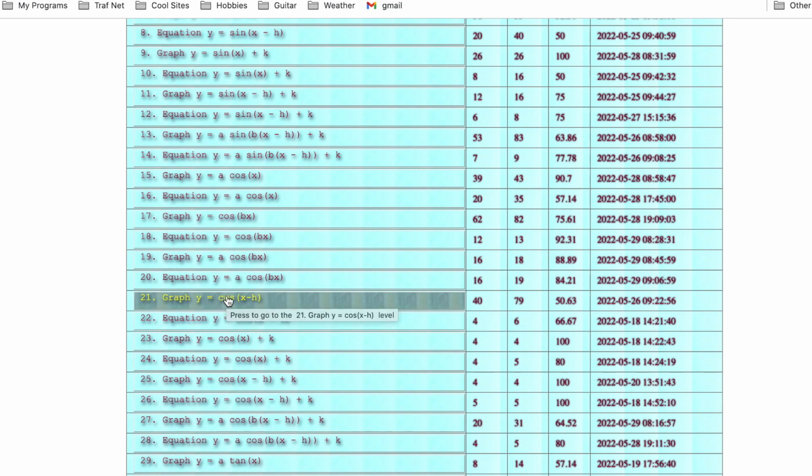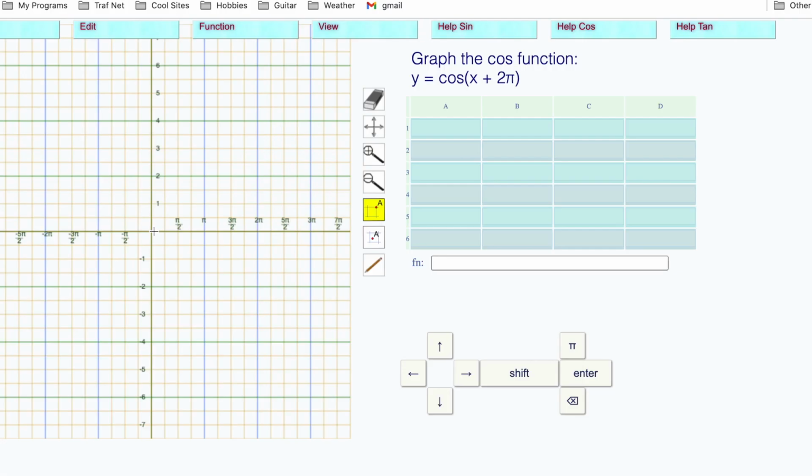Level 21, y is equal to the cos of x minus h. So it's all about the horizontal translation. We make our graph normally, and then we're going to translate it by 2 pi. Remember this x minus h. The h is really negative 2 pi, so I'm going to bring everything back 2 pi this way.